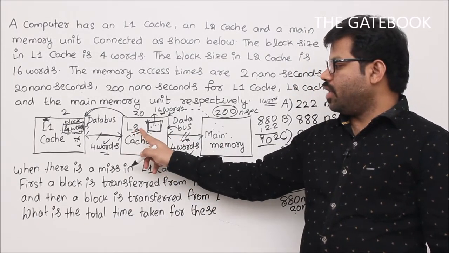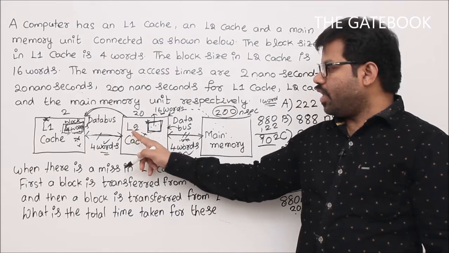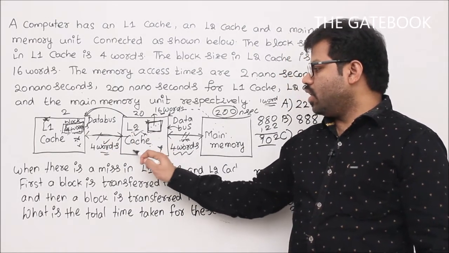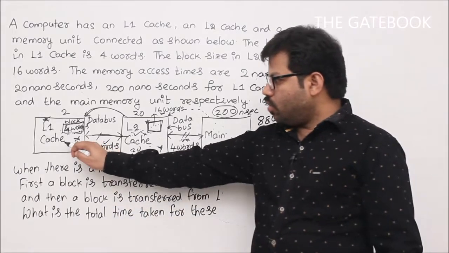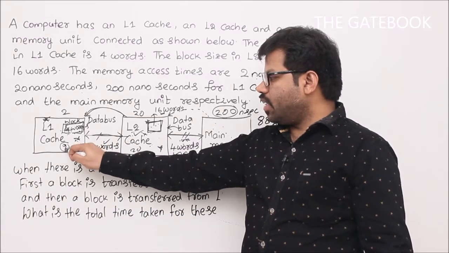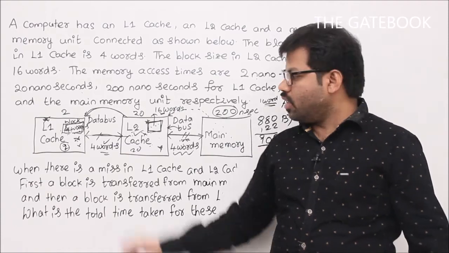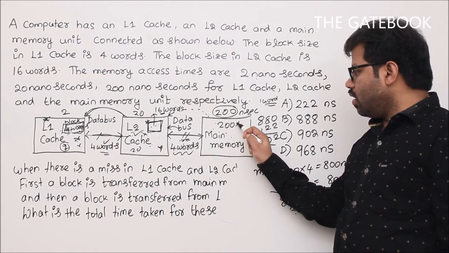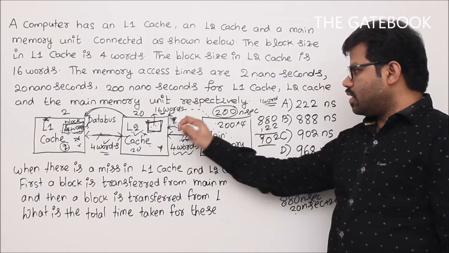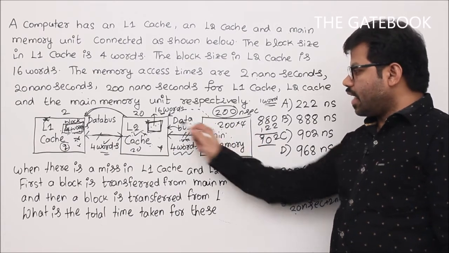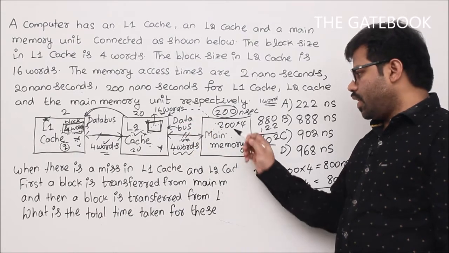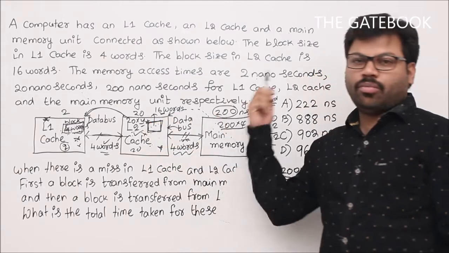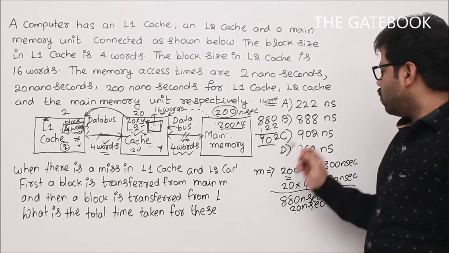Here not 20 into 4, only 20, because to transfer 4 words it takes only one memory access time, 20 nanoseconds, and to transfer the data to L1 only one time, it is one memory access time, 2 nanoseconds. 20 plus 2. Okay, but why did I take 200 into 4 here? Because we are transferring 16 words, 4 words at a time, so 4 times we have to do it. That's why 200 into 4 here, and 20 into 4 in the first component. That's why 880. Understand? So 902 is the answer.